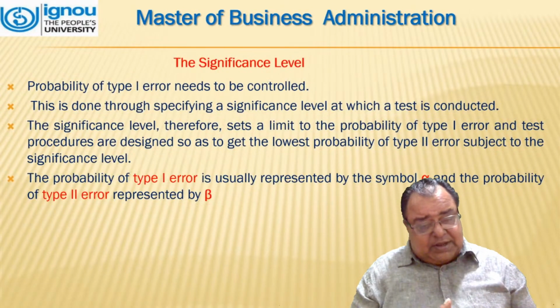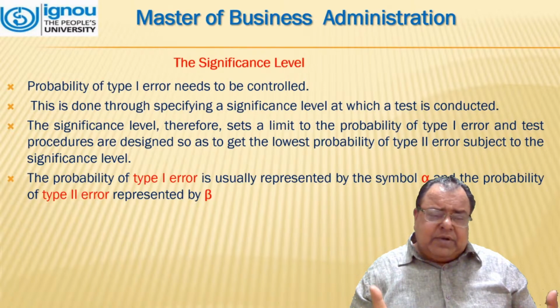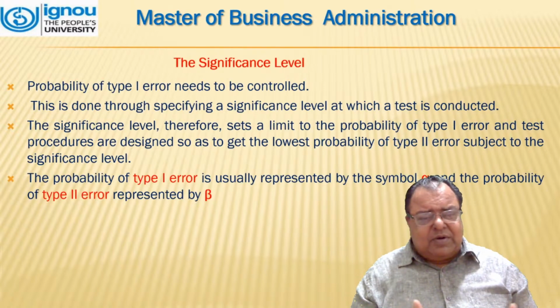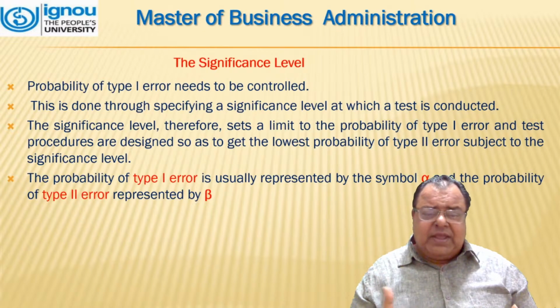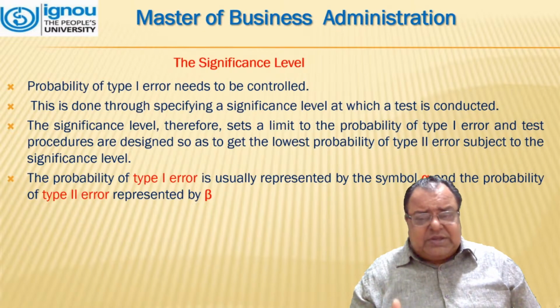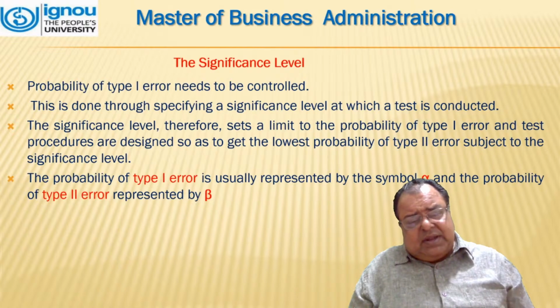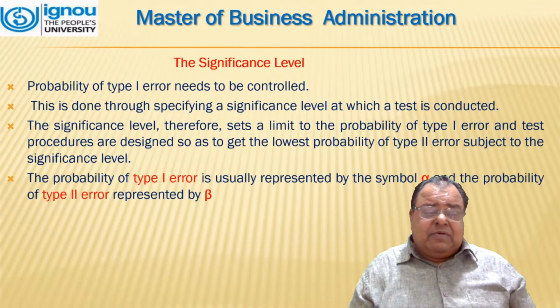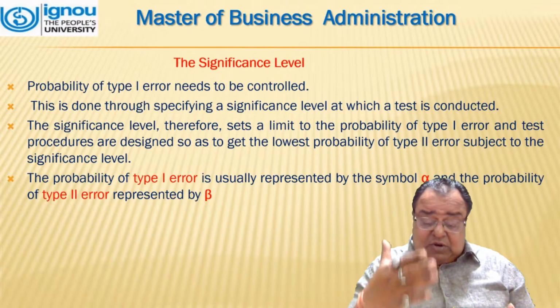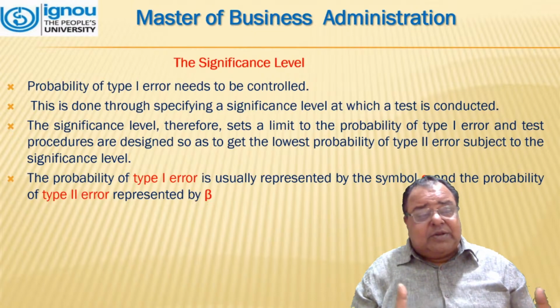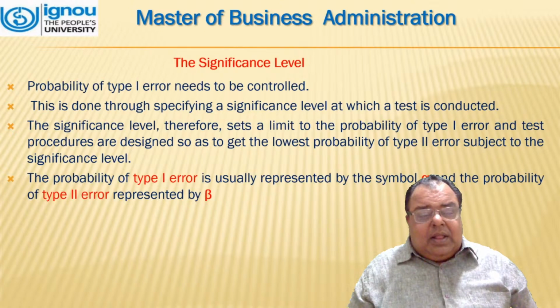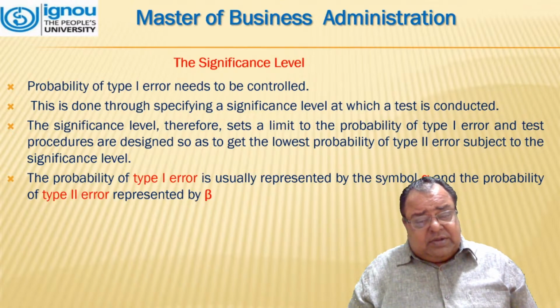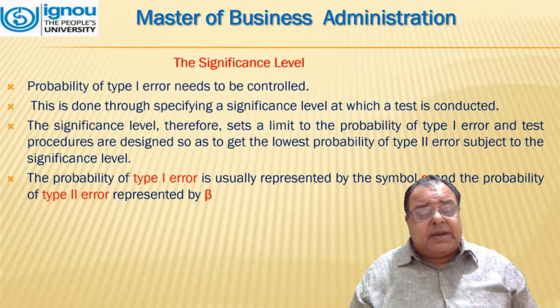Then comes the significance level. The probability of type 1 error needs to be controlled, and this is done through specifying a significance level at which the test is conducted. The significance level therefore sets a limit to the probability of type 1 error, and test procedures are designed so as to get the lowest probability of type 2 error subject to the significance level. The probability of type 1 error is usually represented by the symbol alpha, and type 2 error is represented by beta.